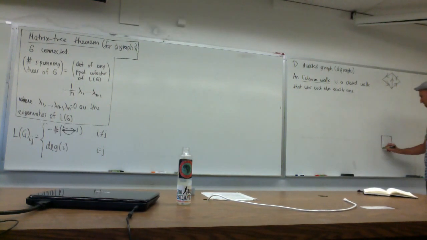I don't know about here in the US, but in Colombia, this is how people learn about Eulerian walks. Is this puzzle familiar to you guys? So the puzzle is, how do you draw this without lifting the pen from the paper and without retracing anything? Okay.